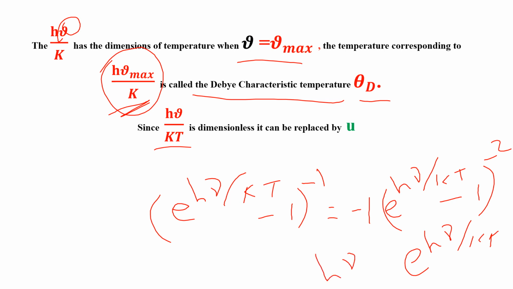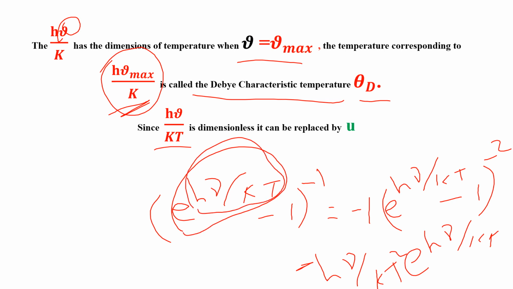Again, h nu by kt square. So here the h nu e power h nu will be reappearing again, and the h nu by kt will also be reappearing in the differentiation form. So you will be getting a minus here for h nu by kt square. This minus gets cancelled, so the whole equation becomes positive.